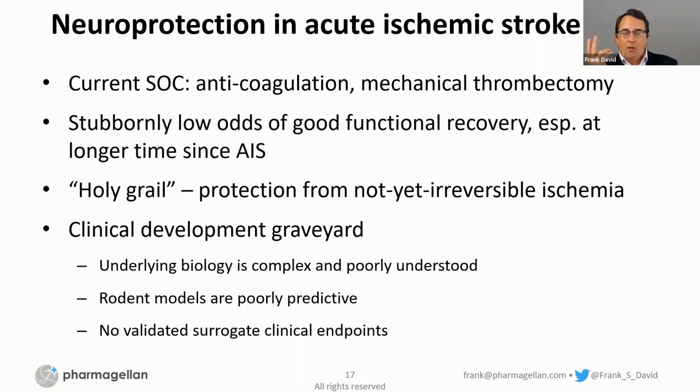There are a bunch of rodent models. Rodents have very different neuroanatomy and very different neuronal biology. And more importantly, a lot of drugs have gone through that looked beautiful in these rodent models but then fell over in the clinic. And there are also no validated surrogate clinical endpoints. So it's really hard, if not impossible, to design a phase 2 study that you feel really good about. You can design a phase 2 study, people do, but there are some real problems with surrogacy.